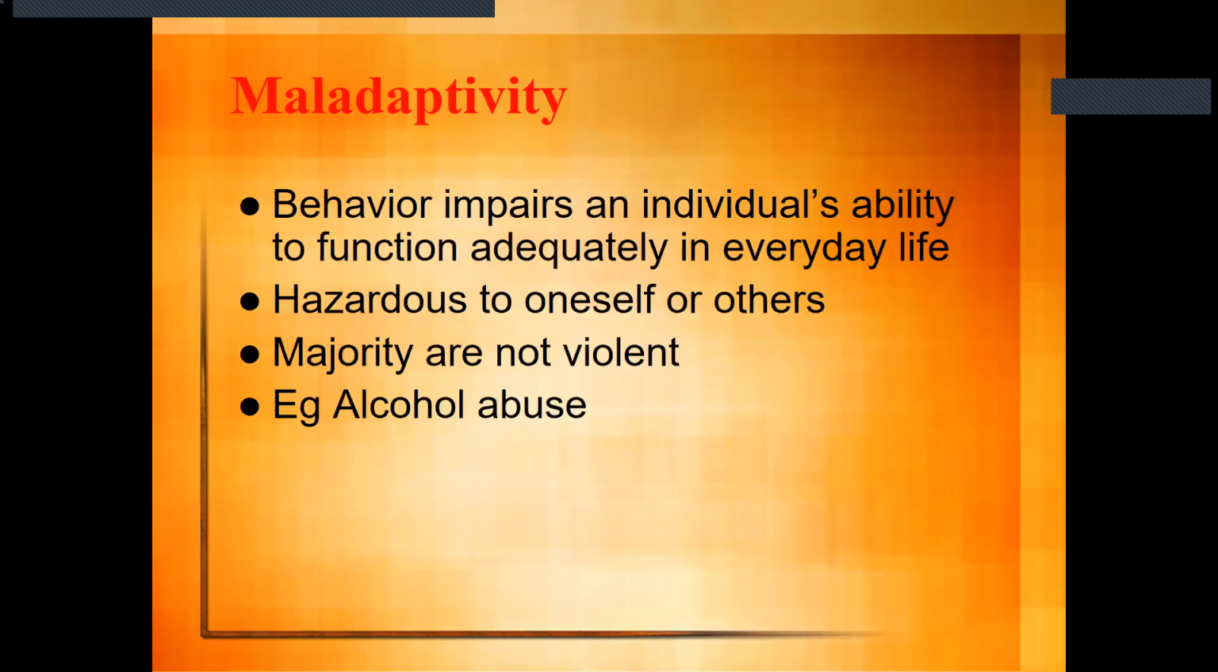Maladaptivity. So this means behavior impairs individuals' ability to function adequately in everyday life. So you are not adapting to the ups and downs of life in a healthy way. So alcohol abuse is an example of maladaptivity. A lot of people use alcoholism as a coping mechanism to drown out something going on that they're not handling well.